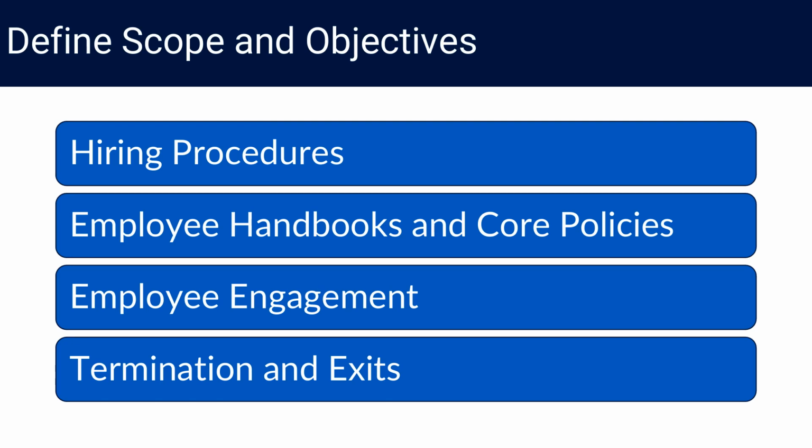Before you begin, define the scope and objectives. Clearly outline what areas of HR you want to assess, examples being recruitment, onboarding, and compliance, and what you aim to achieve through the assessment. Examples are identifying gaps or improving efficiency. There are 4 areas of focus to consider when assessing your HR system: hiring procedures, employee handbooks and core policies, employee engagement, and termination and exits.